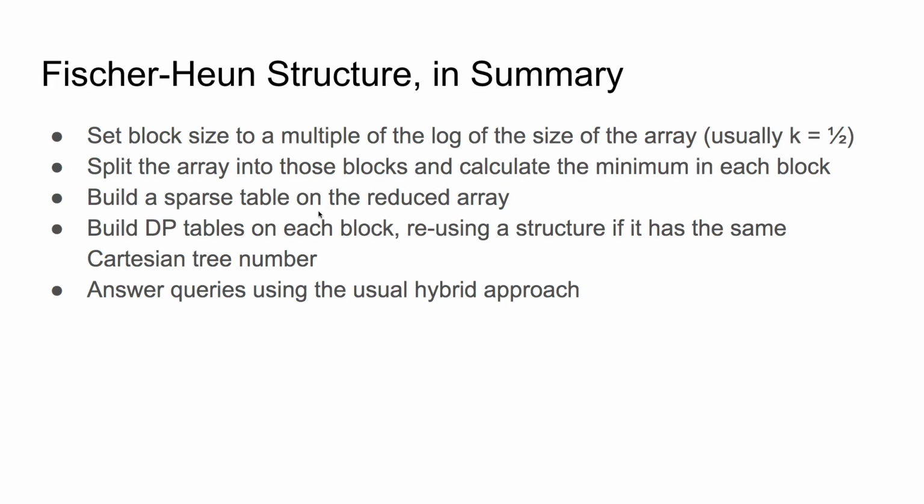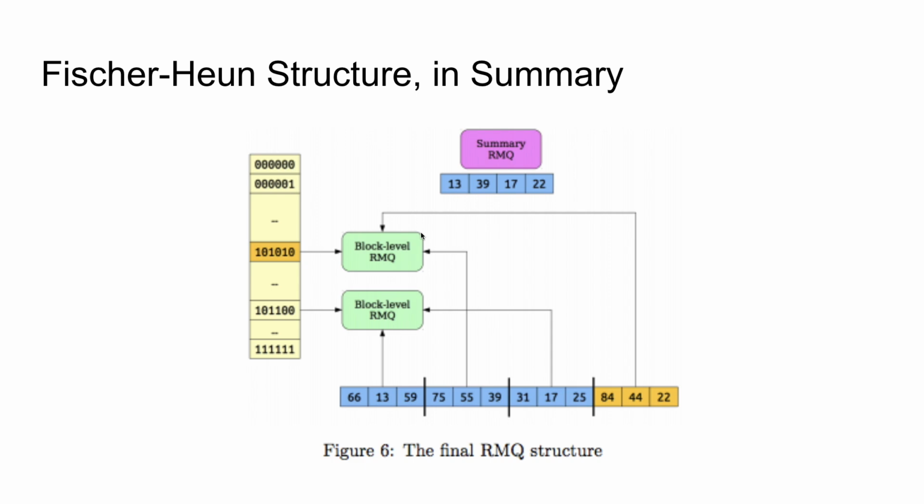before. We build a sparse table on the reduced one, the n over b size one. We build DP tables on each block, reusing the structure if it has the same Cartesian tree number, and we answer queries using the usual hybrid approach we discussed earlier. So this is what it looks like.